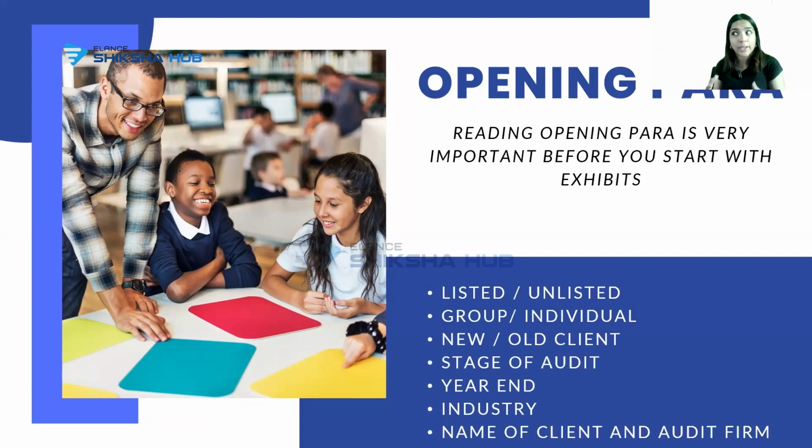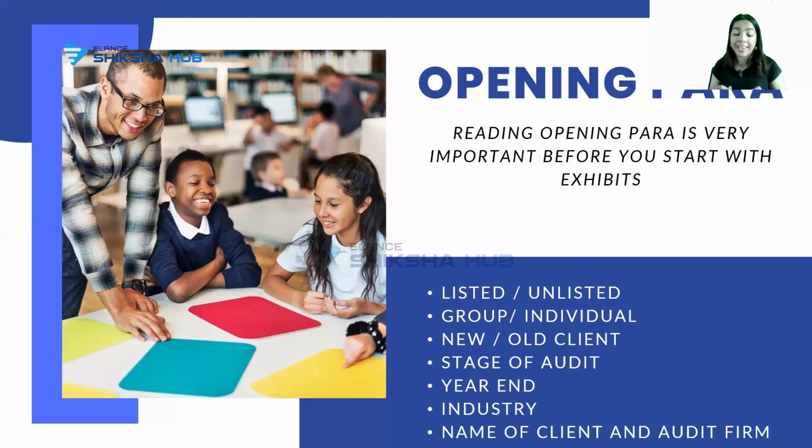Ma'am, what are those details we need to look for in that particular paragraph? First of all, that particular paragraph will tell you whether the company is listed or unlisted. Are you going to get a question about a group company or an individual company? Whether it will be a new client or an old client. Sometimes it is given in the opening paragraph and sometimes it is given in your partner's email. So make sure that you read the opening paragraph in order to understand at what stage of audit you are. You are in the completion stage or you are in the planning stage. Okay, you will get all this information in the opening paragraph.